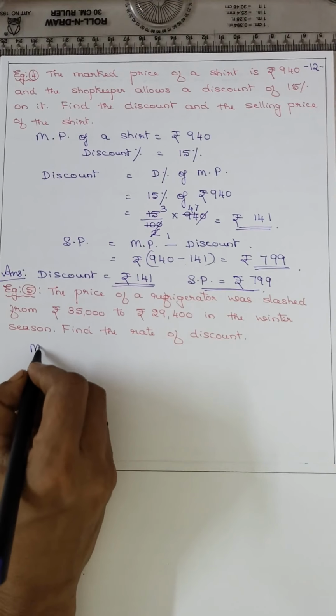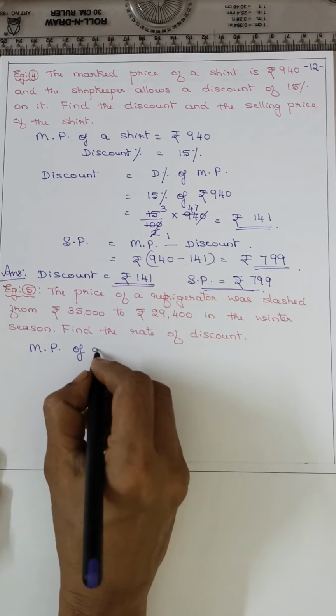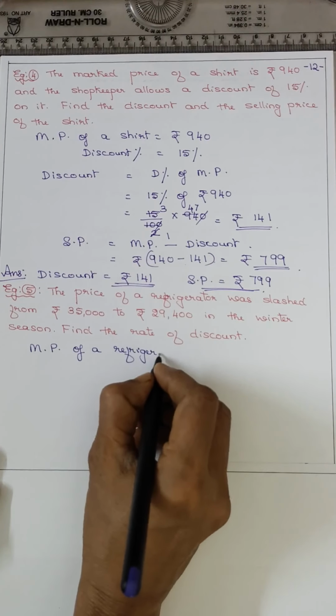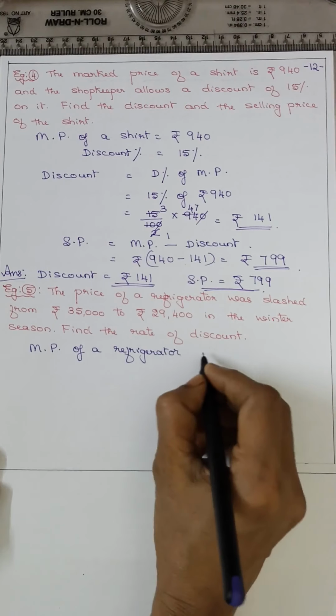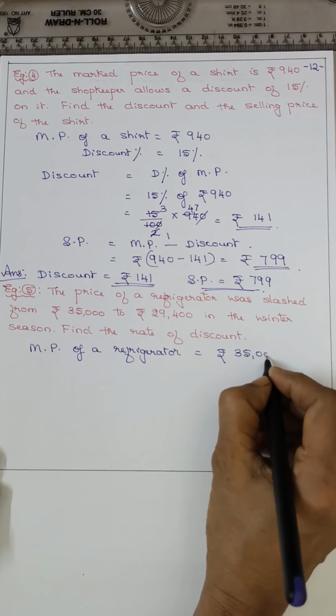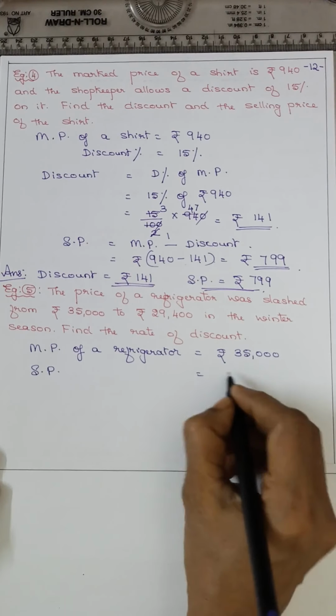So first the solution. MP of a refrigerator, how much it is given? Rupees 35,000. Now SP, how much it is given?